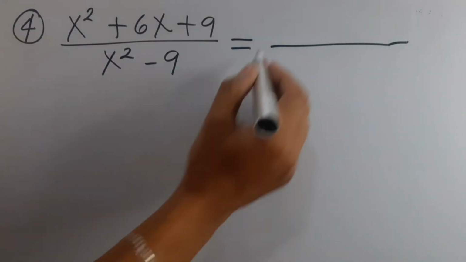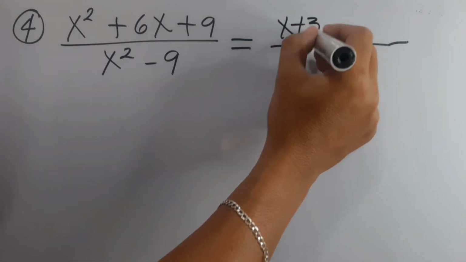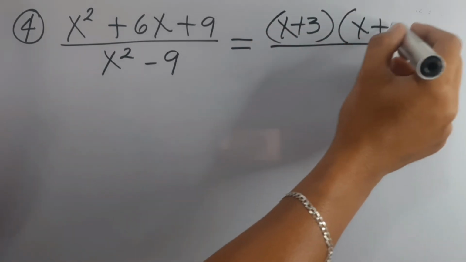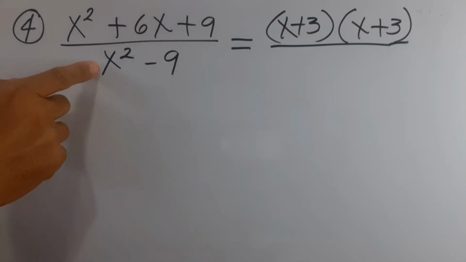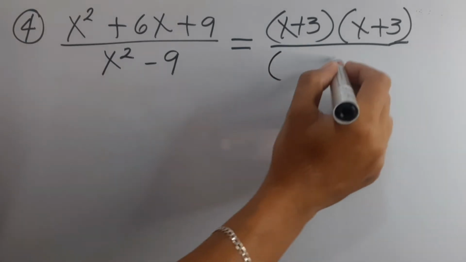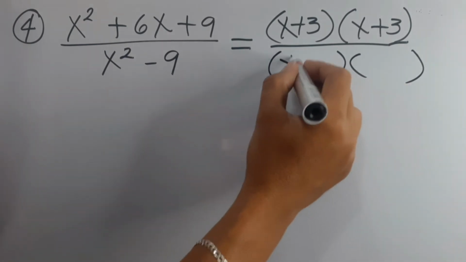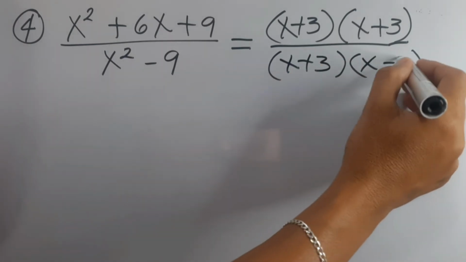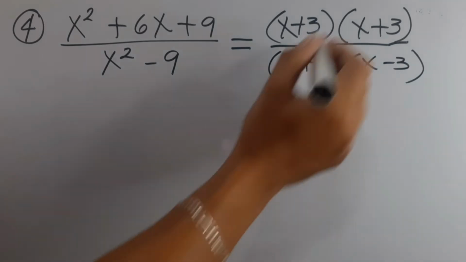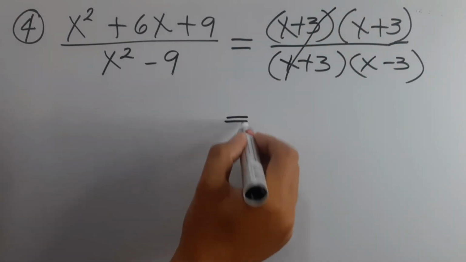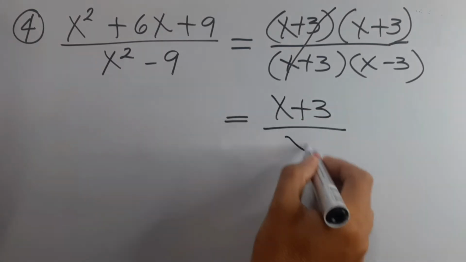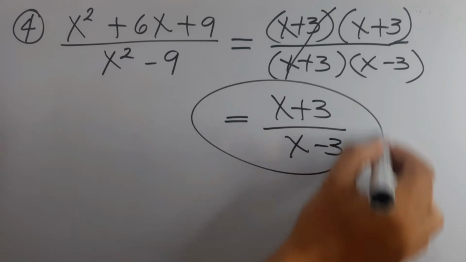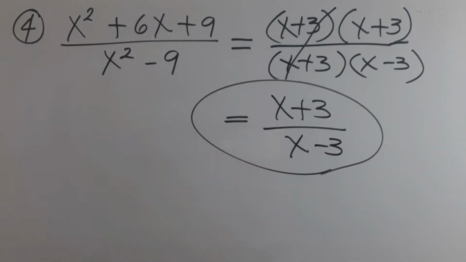The factors of the numerator are x plus 3 and x plus 3. And the factor of the denominator is a difference of two squares. The factors are conjugates, x plus 3 and x minus 3. x plus 3 is cancelled. Not cancelled are x plus 3 on the numerator and x minus 3 on the denominator, and that is now the simplest form of the given rational algebraic expression.